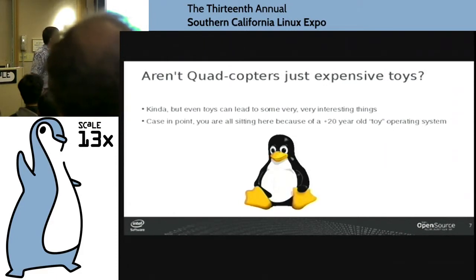And let's be honest, there are a lot of toys that have grown up. We're sitting here at the Southern California Linux Expo. Roughly 20 years ago, there was a toy operating system that got announced on the Minix mailing list. And how many Fortune 500 companies are now using that toy? Thank you, Mr. Torvalds.